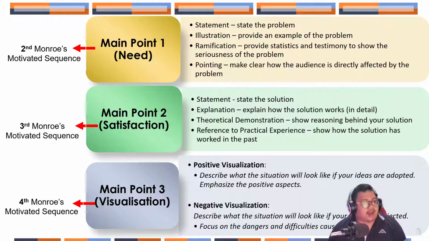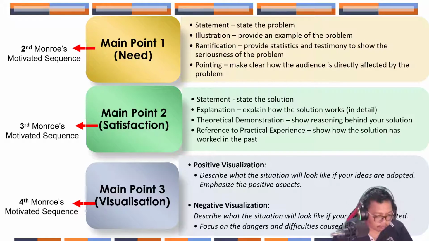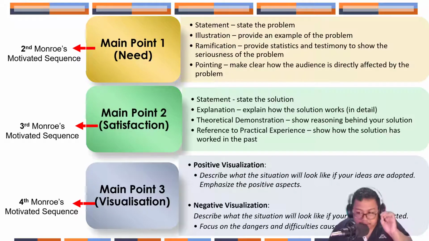So the body, you have the main points. The first main point is the need. So it's the second step of Monroe's motivated sequence. In that, you state the problem, illustration, you provide an example of the problem, ramification, and pointing, like I mentioned earlier. So those things you put in main point 1, where you want to elaborate the need, why people need to listen to you. Okay. Second main point, satisfaction. You provide the solution, you state, you explain, you demonstrate, and then you reference. So that will be the third step in main point 2.